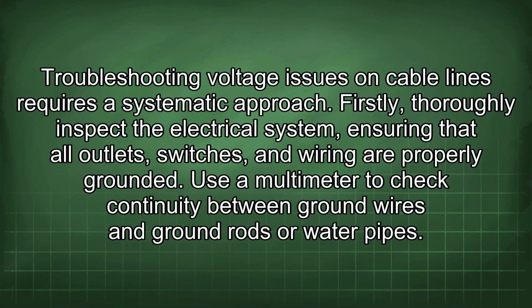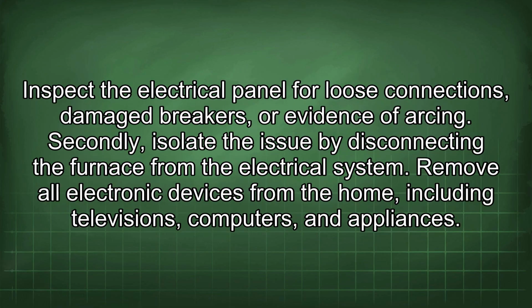Troubleshooting voltage issues on cable lines requires a systematic approach. Firstly, thoroughly inspect the electrical system, ensuring that all outlets, switches, and wiring are properly grounded. Use a multimeter to check continuity between ground wires and ground rods or water pipes. Inspect the electrical panel for loose connections, damaged breakers, or evidence of arcing.